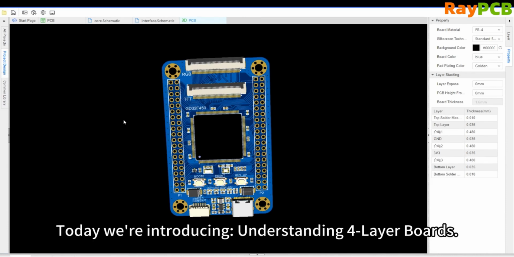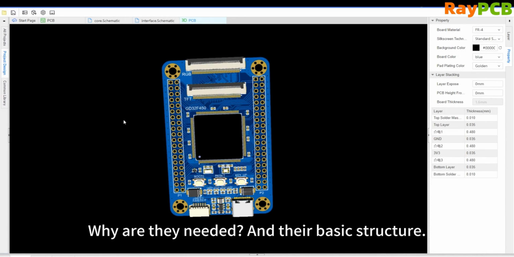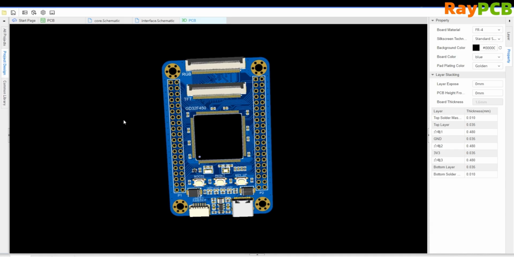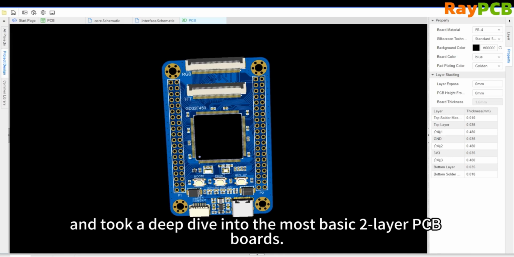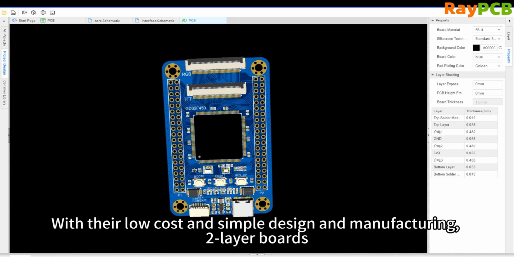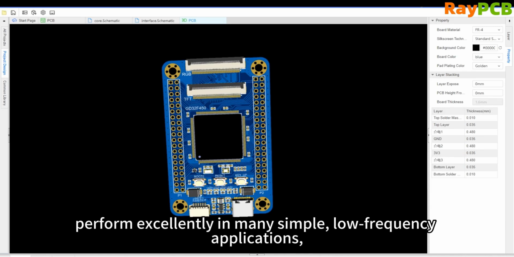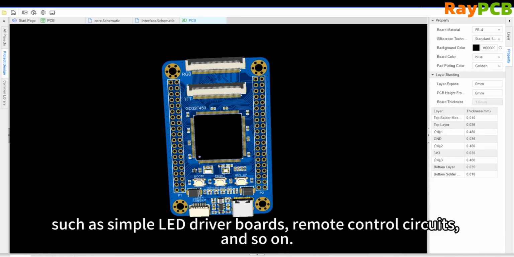Today we will be introducing why understanding the structure of a four-layer board is necessary. In our previous video, we discussed in detail the importance of PCBs as the core of electronic products and took an in-depth look at the most basic double-layer PCB. Double-layer boards, with their low cost and simple design and manufacturing process, perform excellently in many simple low-frequency applications such as basic LED driver boards and remote control circuits.